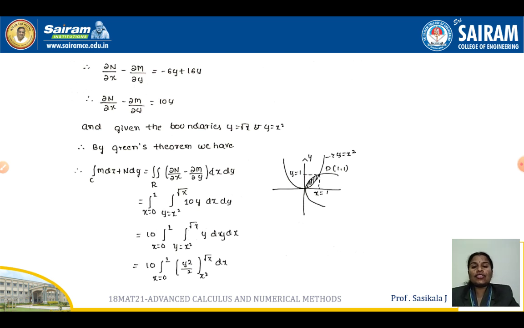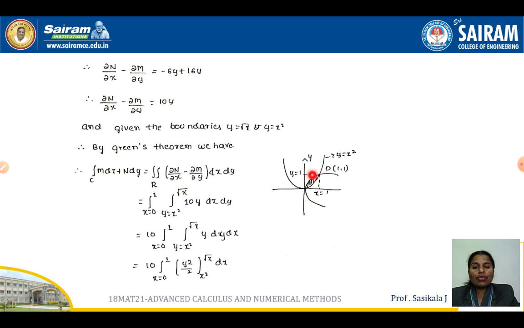What is given in the region? y equals root x, or y squared equals x, isn't it? So how does the curve go? The curve will go like this. This is your equation y equals root x, then y equals x squared. This is your parabola curve. Both parabola curves intersect, and the intersecting points bound the region. This is your region.